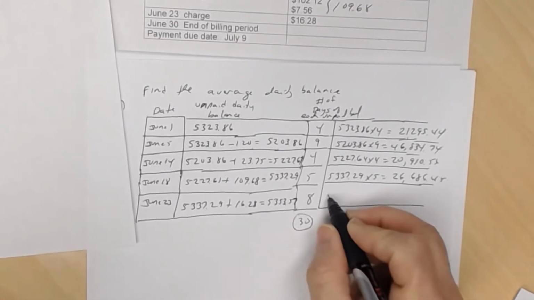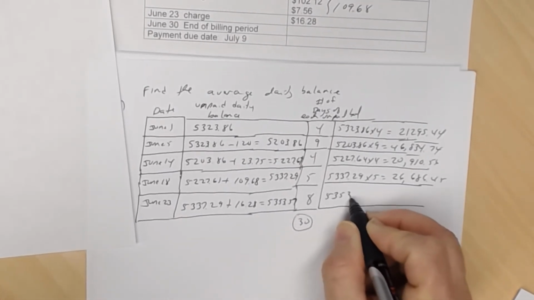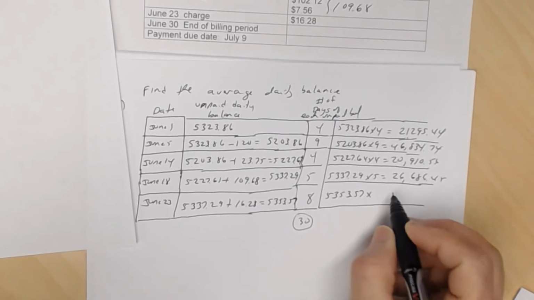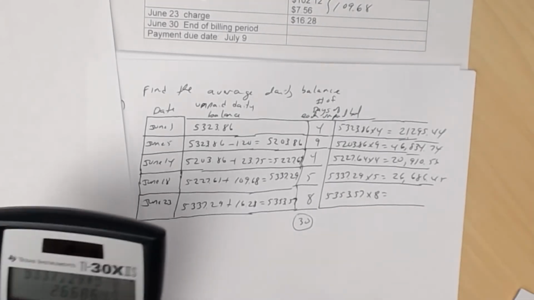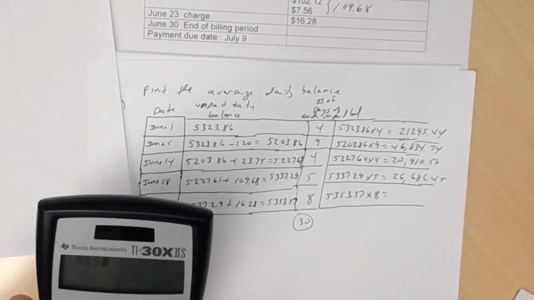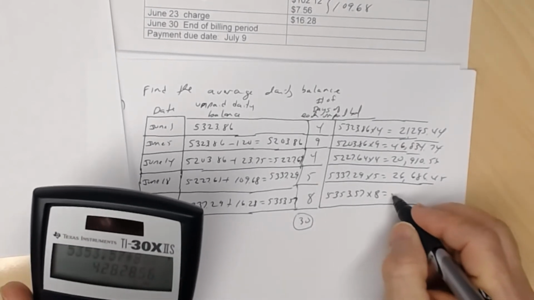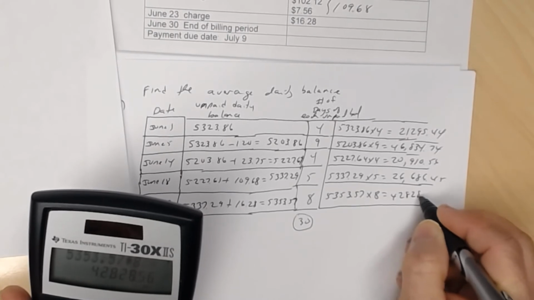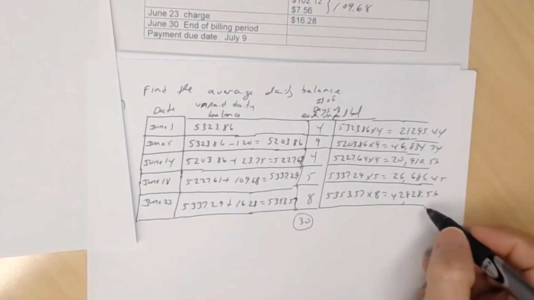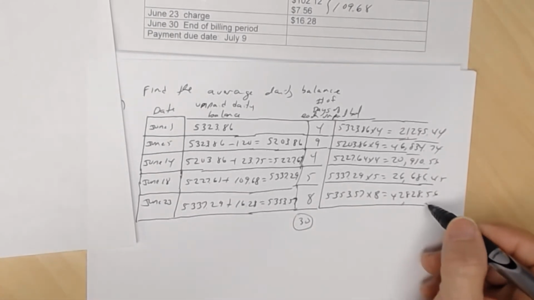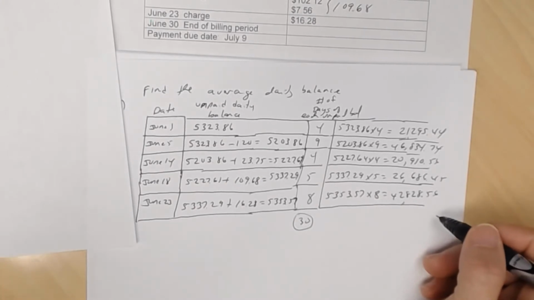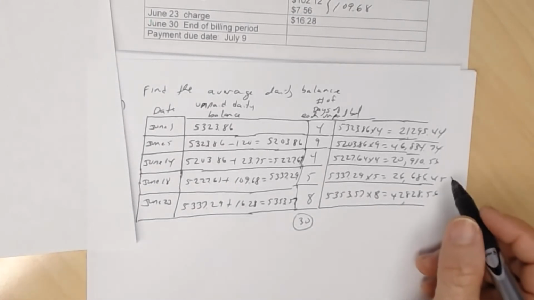All right, and then finally, $5,353.57 times 8 equals, all right, so 5353.57 times 8 equals, and that's going to be 42,828.56. So $42,828.56. Okay?